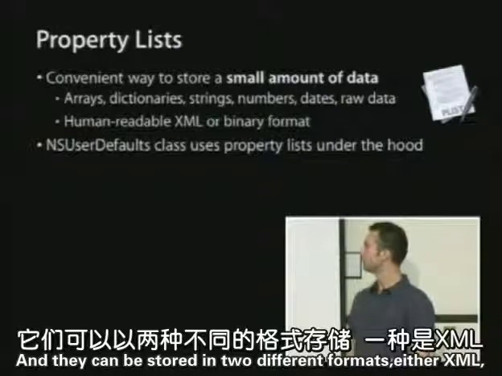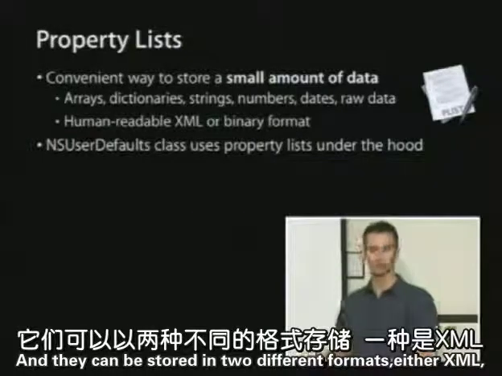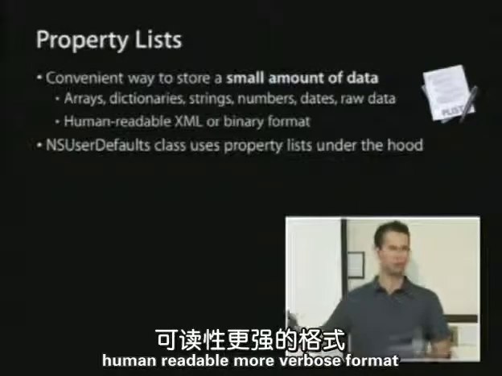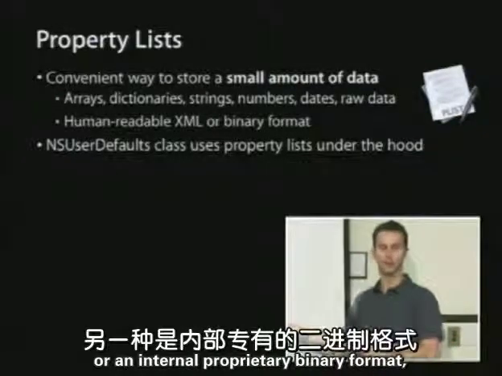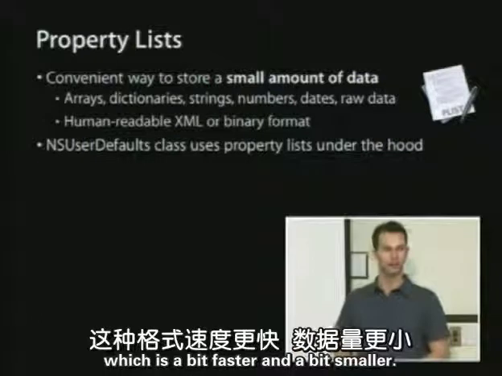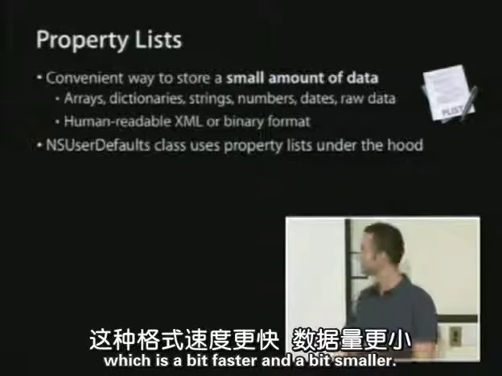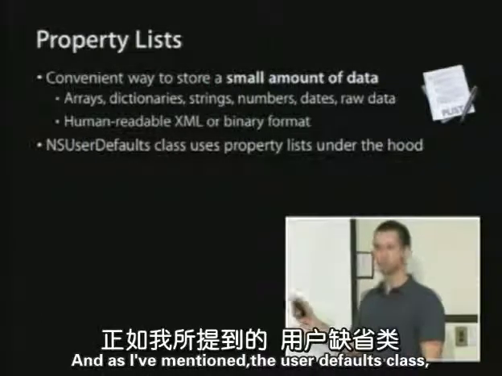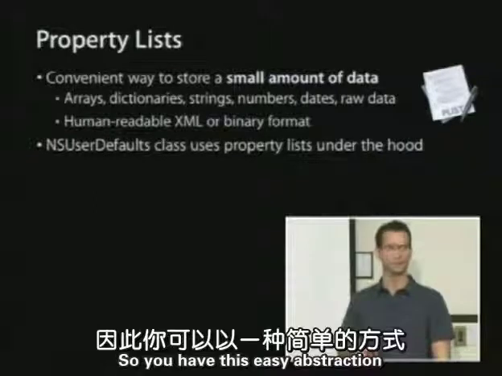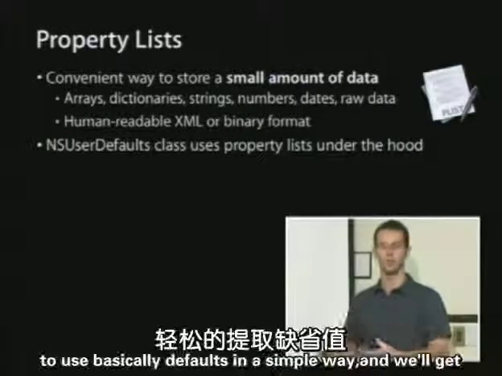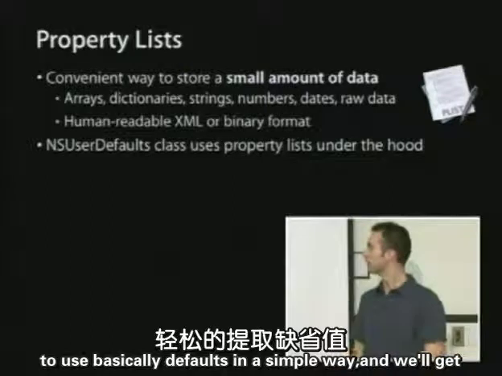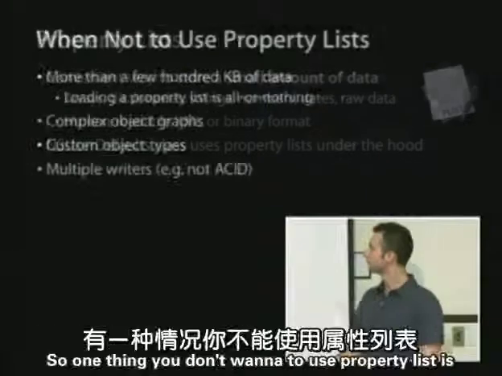And they can be stored in two different formats, either XML, which is kind of a human readable, more verbose format, or an internal proprietary binary format, which is a bit faster and a bit smaller. And as I mentioned, the user defaults class is layered on top of this, so you have this easy abstraction to use basically defaults in a simple way, and we'll get to that if there's time.